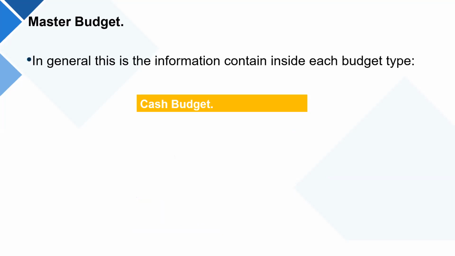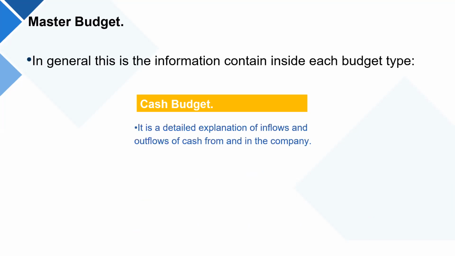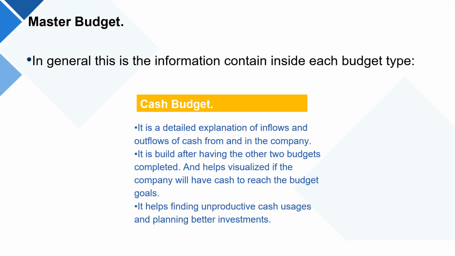So cash budget. What do you think goes inside the cash budget? All the ins and outs of the money. Ins and outs of the money. Exactly. It's actually pretty simple. It's the money that goes inside the company and money that goes outside the company. So what you do in the cash budget, you detail the explanation of inflows and outflows of cash out of the company and inside the company.